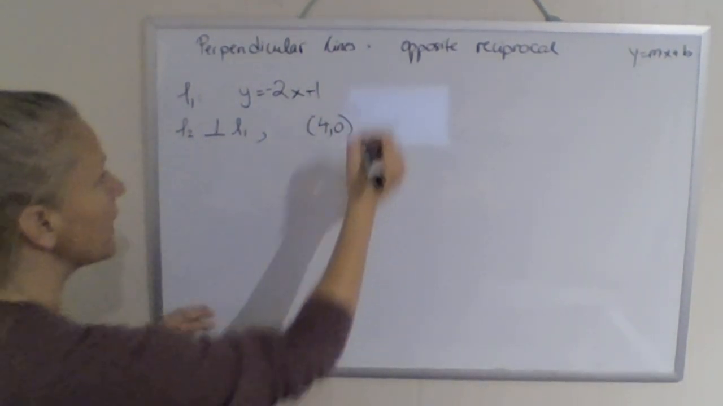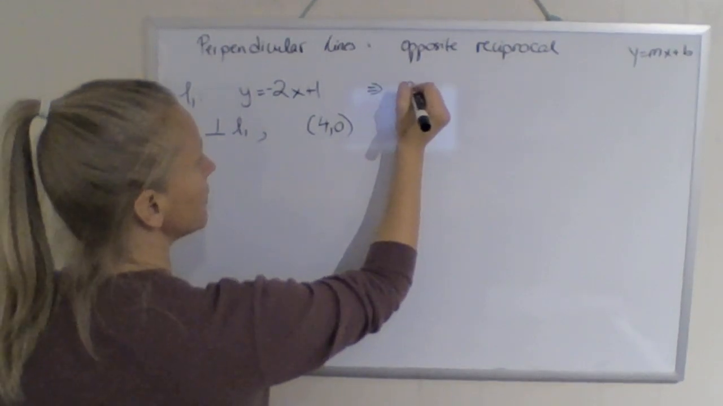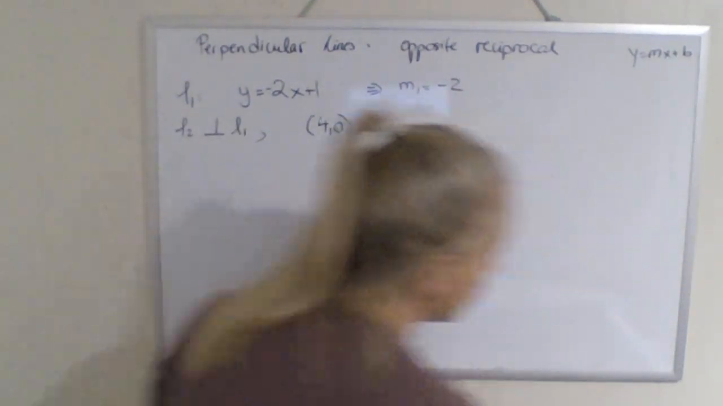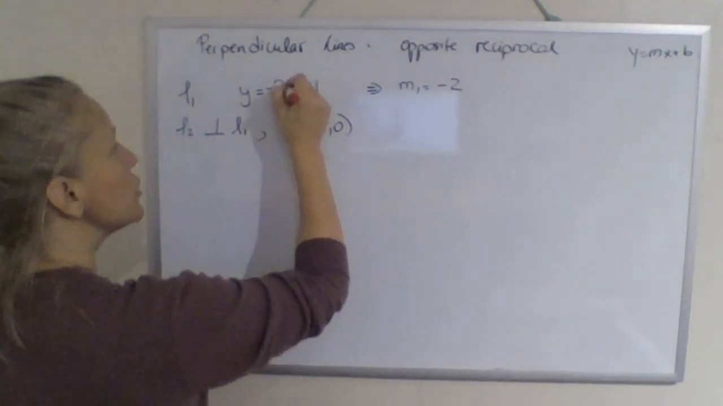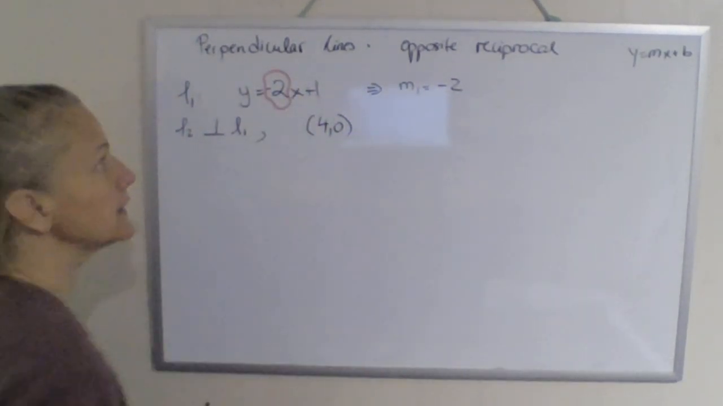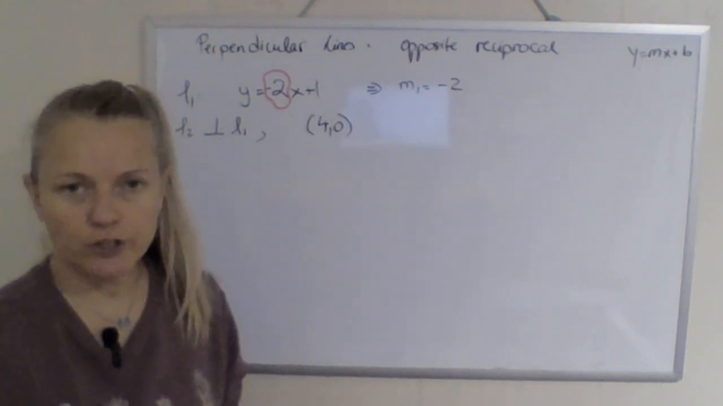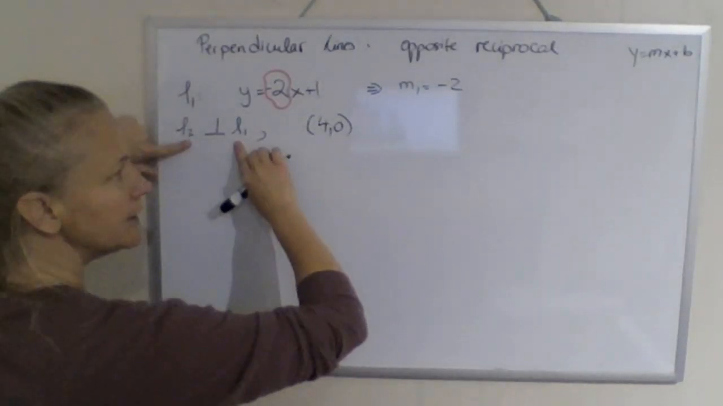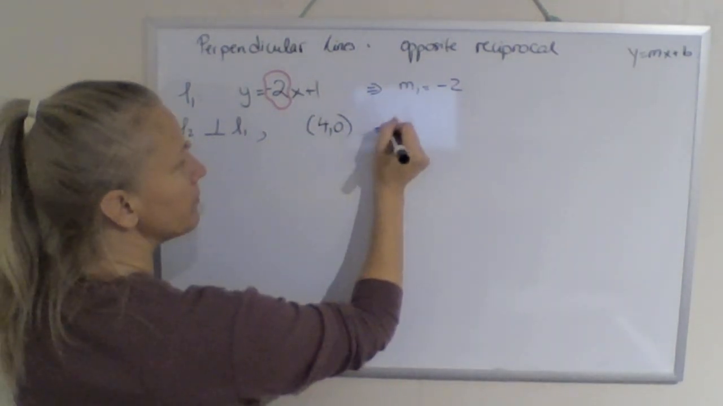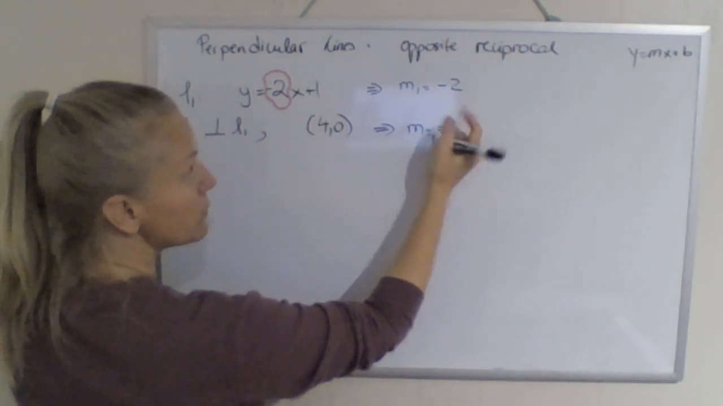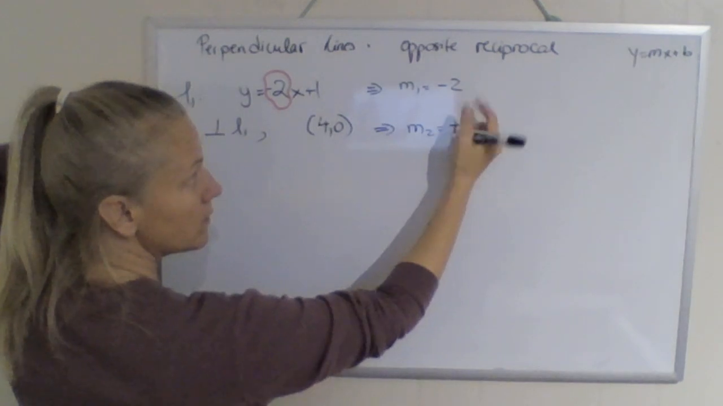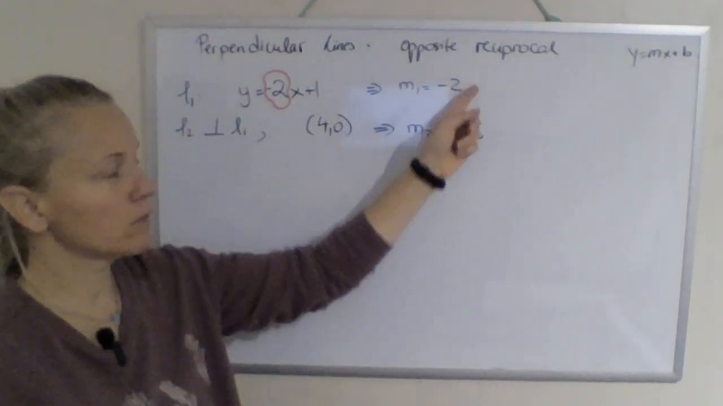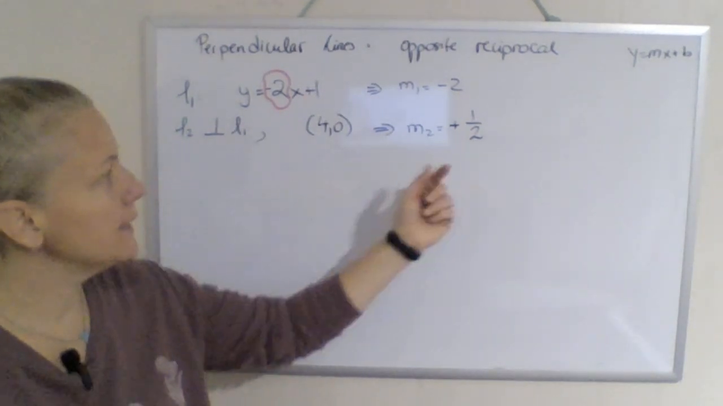Well, first of all, L1 has a slope of negative 2. Please remember, I say this a lot. The slope is just the number in front of x. Do not include x in there. That's your slope. That negative 2 tells you the inclination. If I know the two lines are perpendicular, then my second slope has to be the opposite reciprocal. Opposite reciprocal. Now I have a point and I have the slope.